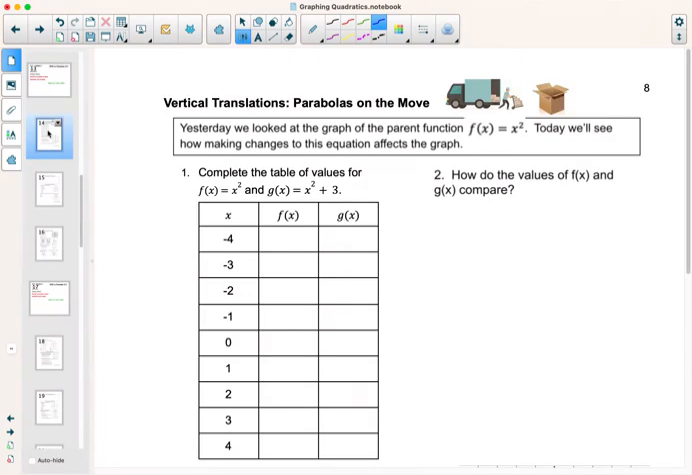Okay, so vertical translations. Vertical, that means up and down. Just so we're clear there. We're going to talk about how these parabolas move. Yesterday we looked at the graph of the parent function, f(x) equals x squared. Today we're going to see how to make changes to this equation and how they affect the graph.